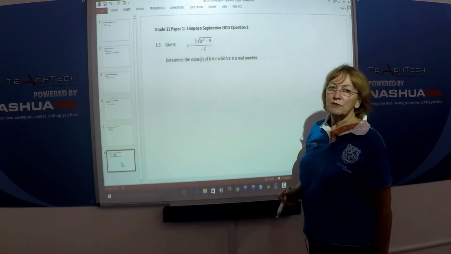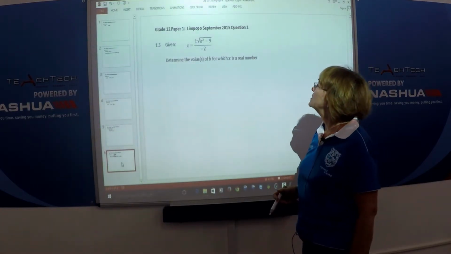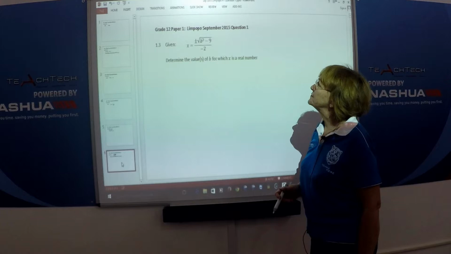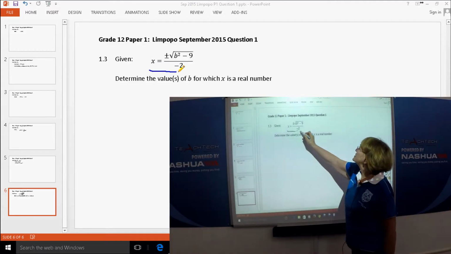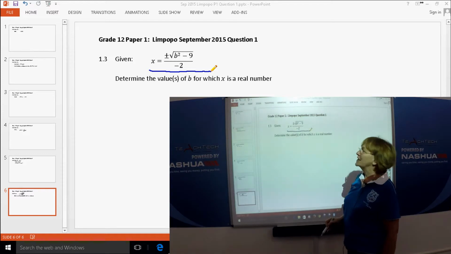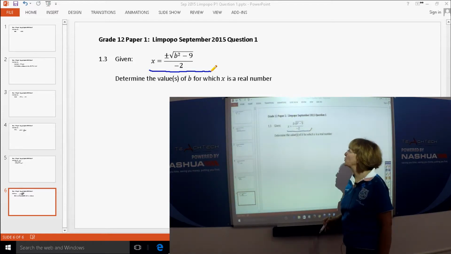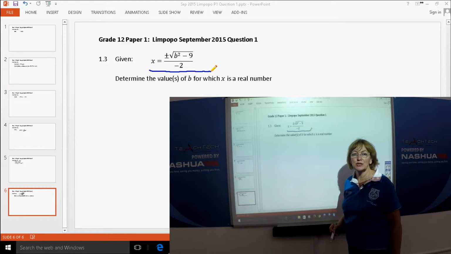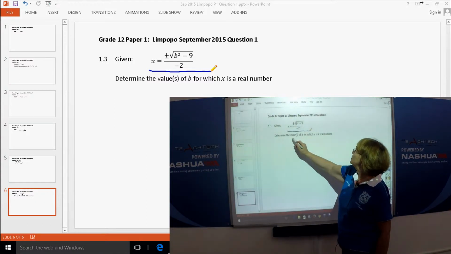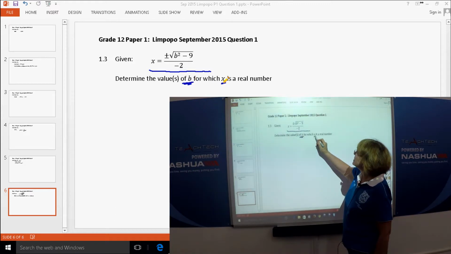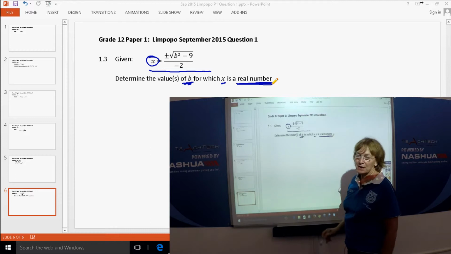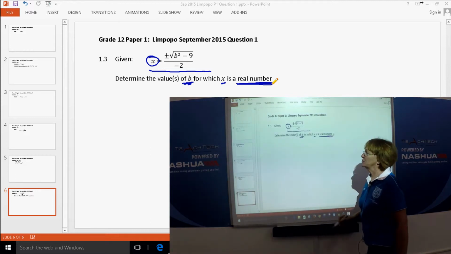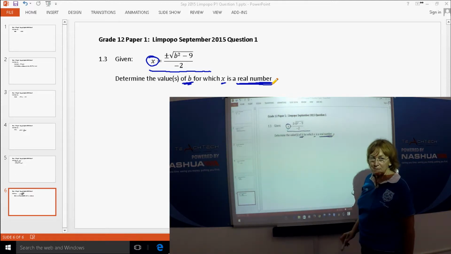Question number 1.3 is about the roots. You are given that x is plus or minus the square root of b squared minus 9 over minus 2, and they want you to determine the values of b for which x is a real number. Now the square root is the discriminator.